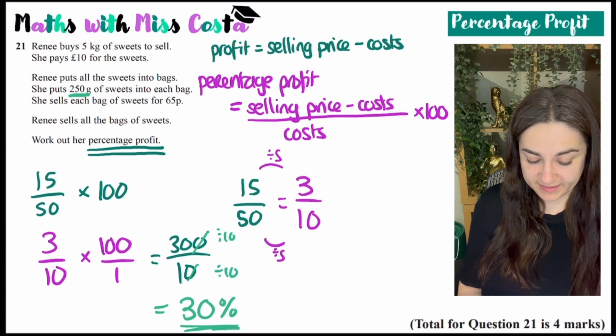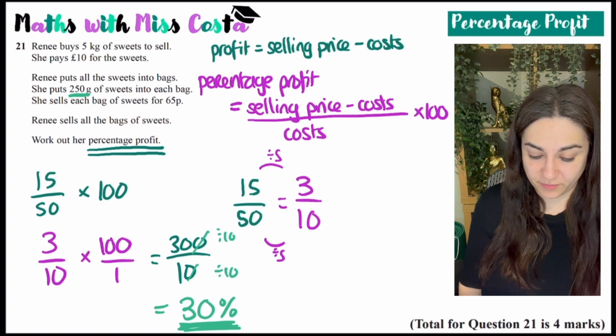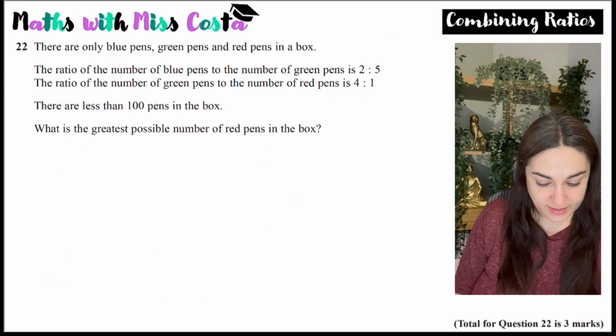So that becomes 30 over 1, which would become 30%. So her percentage profit is 30%.